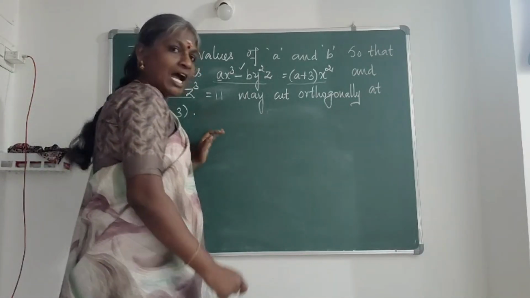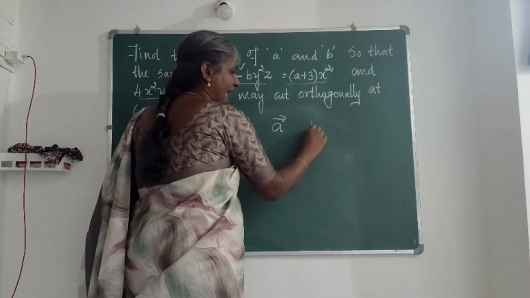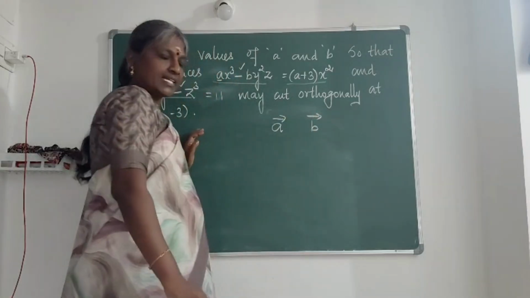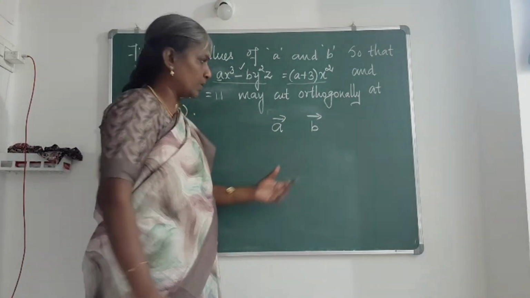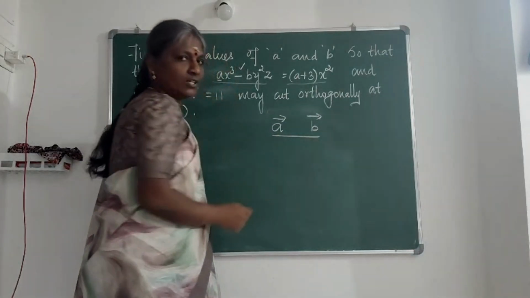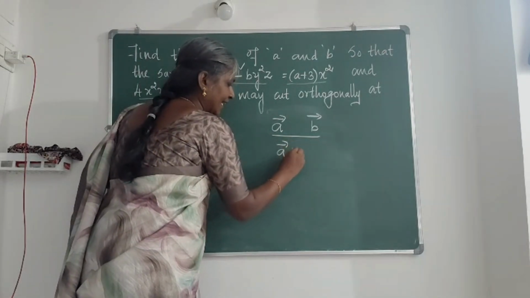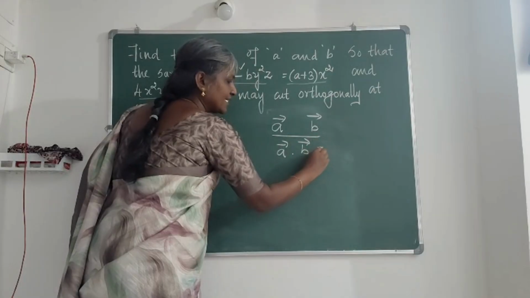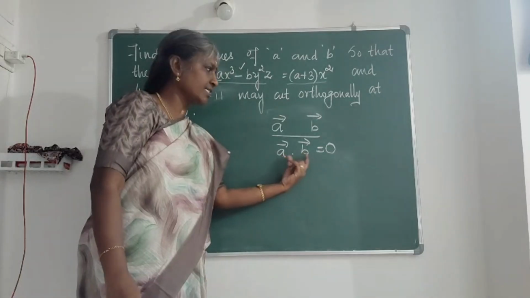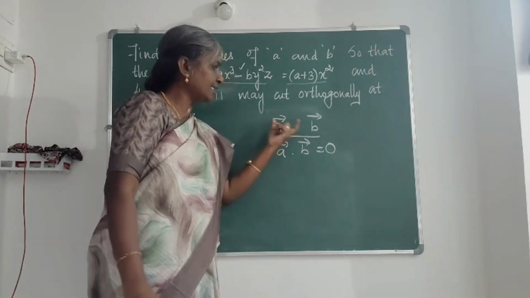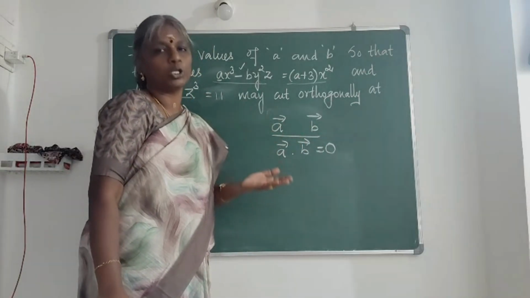So I am raising one question now. Suppose we have two vectors A and B. How can we say whether the two vectors are orthogonal or perpendicular? At that time, what is the condition we have? Vector A dot B is equal to 0. The dot product between two vectors is equal to 0. At that time, we can say the two vectors are perpendicular or orthogonal.